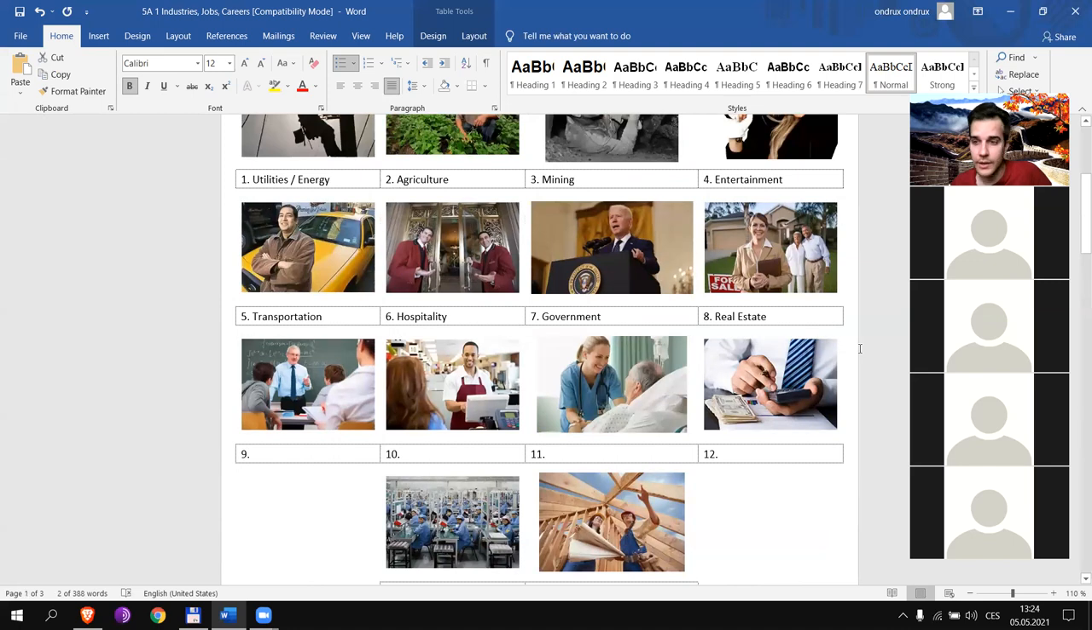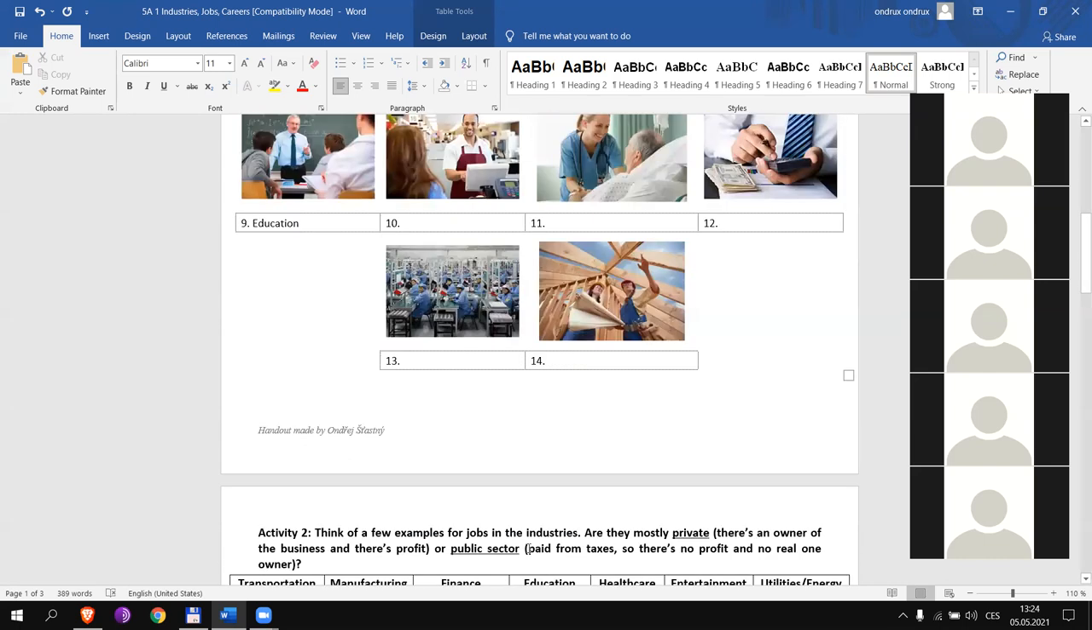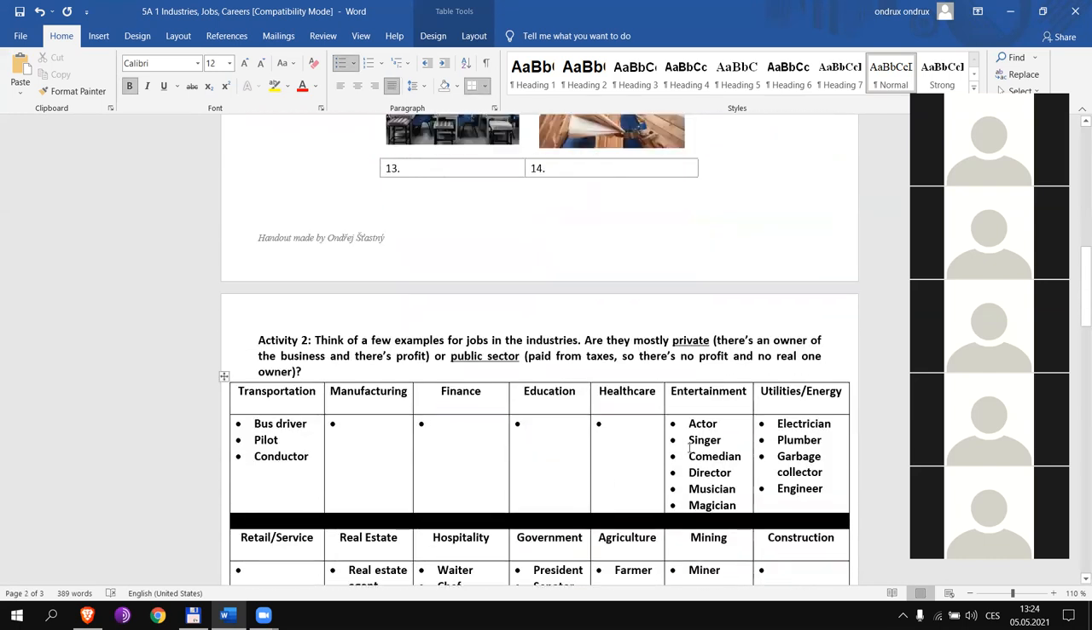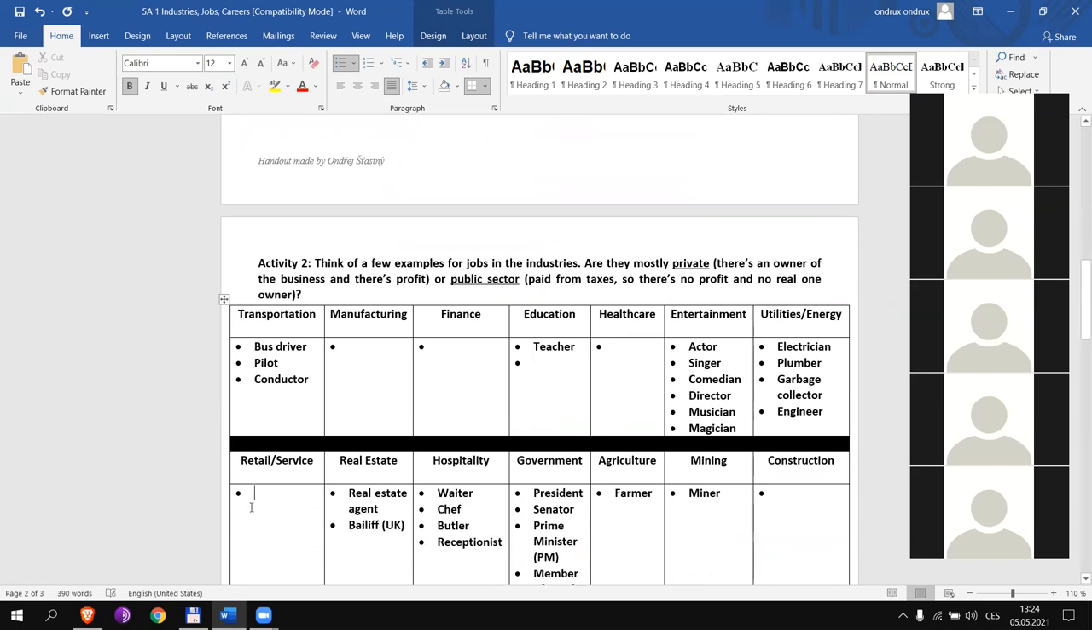Let's try another one. So we had number nine. That's easy, right? I don't know. Maybe Marek, can you tell me number nine? Education. Yes. And what are the jobs in education? For example, teacher. The guy who is taking care of, for example, the garden of school. That would be more like service. Yeah, that would be more here.